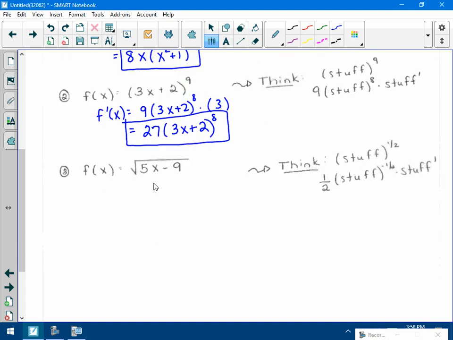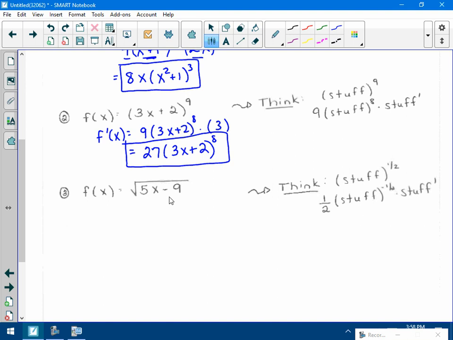Okay, last one for today. Radical stuff. Well, as soon as I see a radical, what do you think of? Hopefully you're thinking that this is the same as (5x minus 9) to the 1/2 power. So now it's kind of just like the other ones. I've got stuff raised to the 1/2 power. So I bring that 1/2 out front, subtract the exponent by 1, leaving that stuff alone initially, but then I multiply by the derivative of that stuff at the end. So f prime of x would become 1/2 times that stuff to the negative 1/2. So I just did power rule.